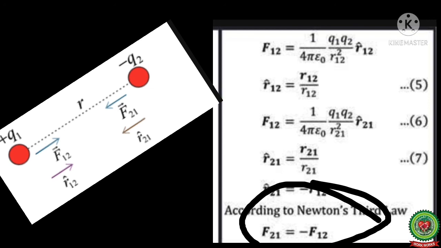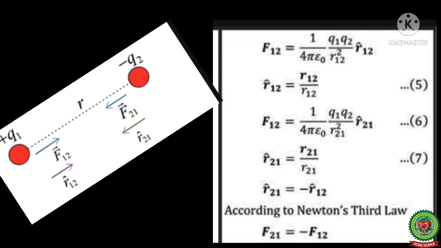At the end, the answer comes out to be F21 is equal to minus of F12. This shows that the two forces form an action and reaction pair. Also, F21 and F12 act along the line joining the two charges. Hence, electrostatic force is a central force.